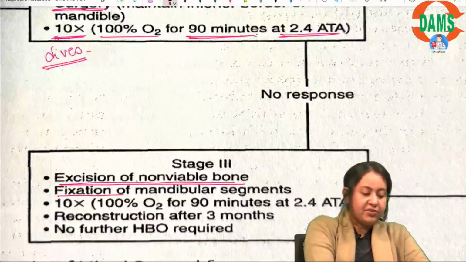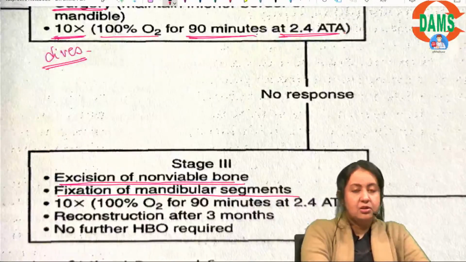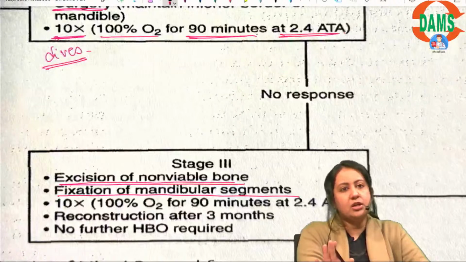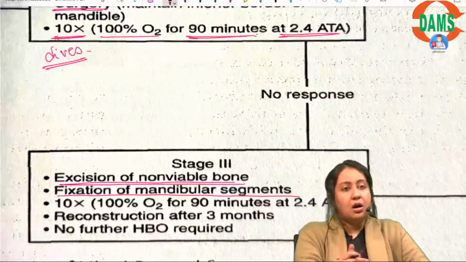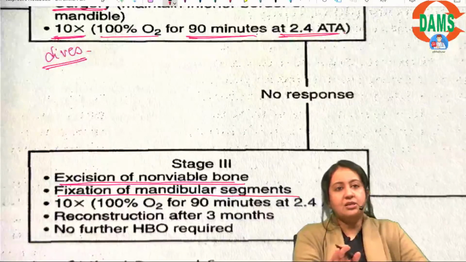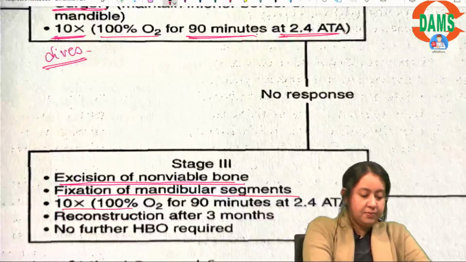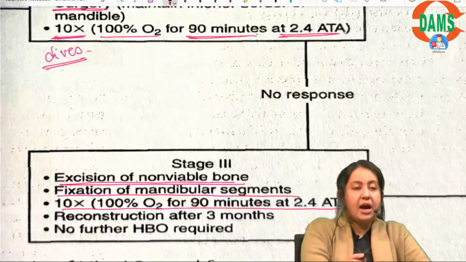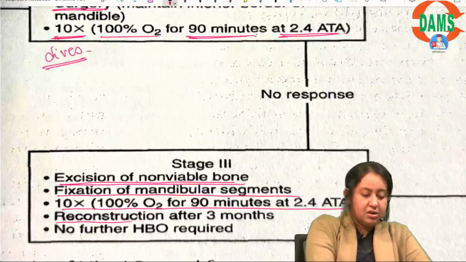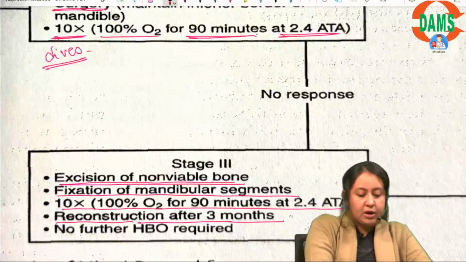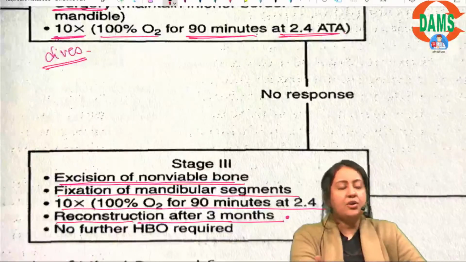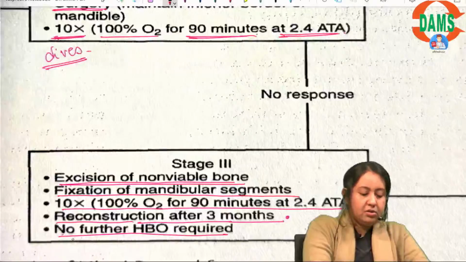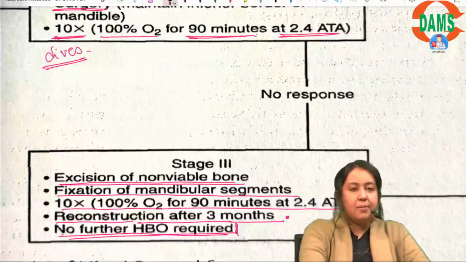You have to go for fixation of mandibular segments. So this is the last resort, followed by 10 sessions of 100% O2 for 90 minutes at 2.4 atmospheric pressure. After that you reconstruct with a free fibula graft or anything. You can reconstruct after 3 months and you do not require any further hyperbaric oxygen therapy.